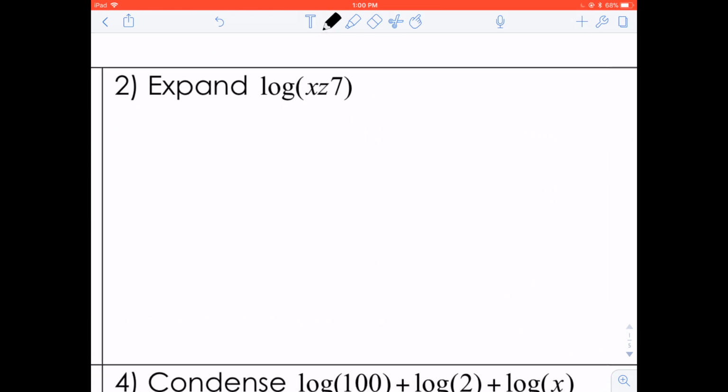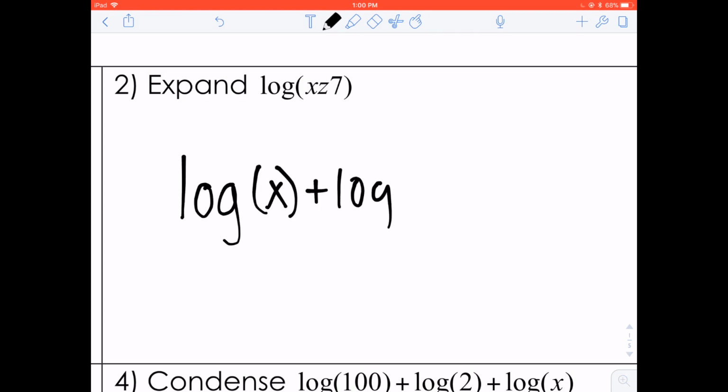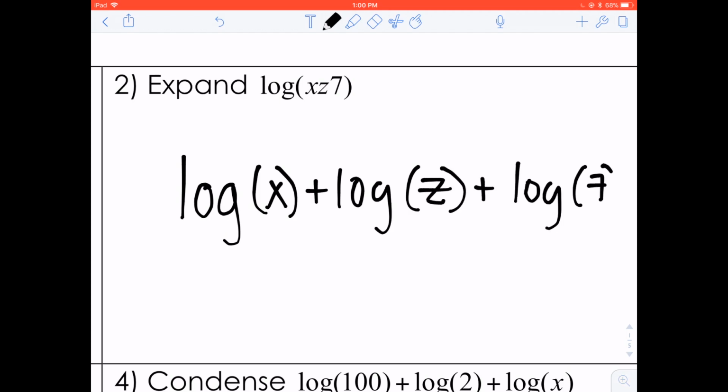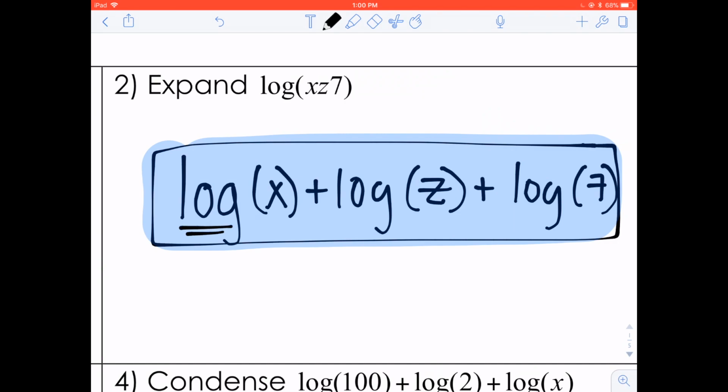Okay, after trying that on your own, you should have expanded that to log of x plus log of z plus log of 7. Because we know that if we have things being multiplied together, that changes to addition. Now, a lot of students will get confused about when we need all these logs. Well, if it's all condensed as multiplication, when we separate it as addition, we need a log for each thing that we separate.